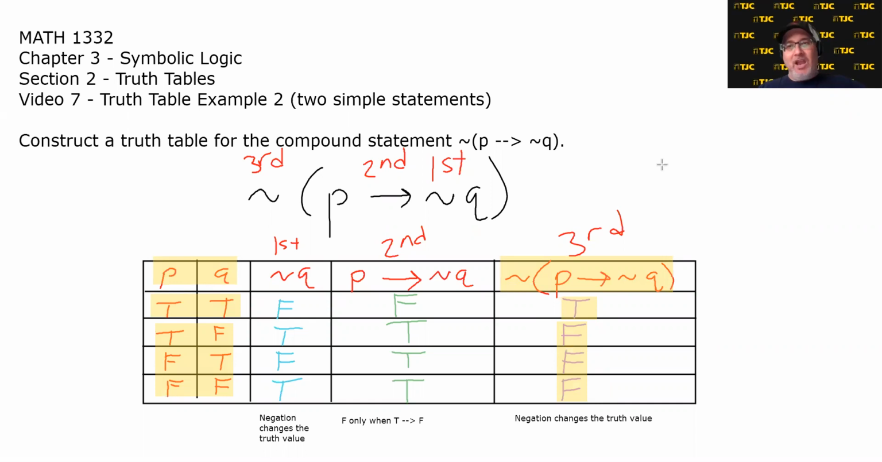And some of you already know what I'm about to ask you. Where have we seen that column before? Where have we seen true, false, false, false before? Or equivalently, where have we seen true only when the two simple statements were both true? What connective has the rule true only when all simple statements are true? And the answer is conjunction.